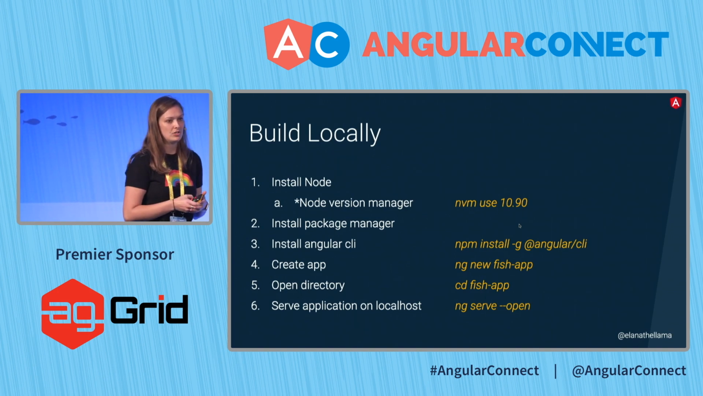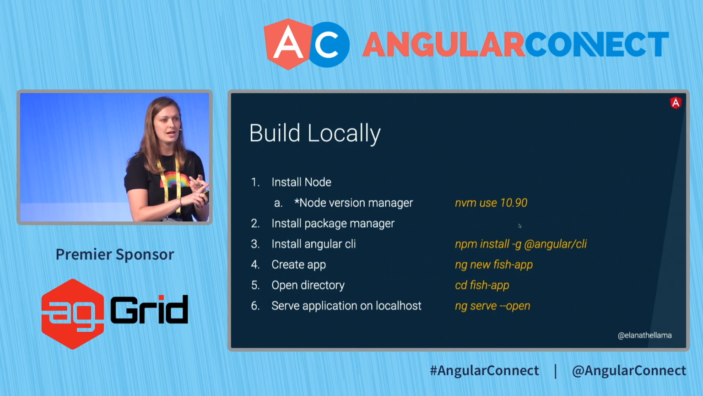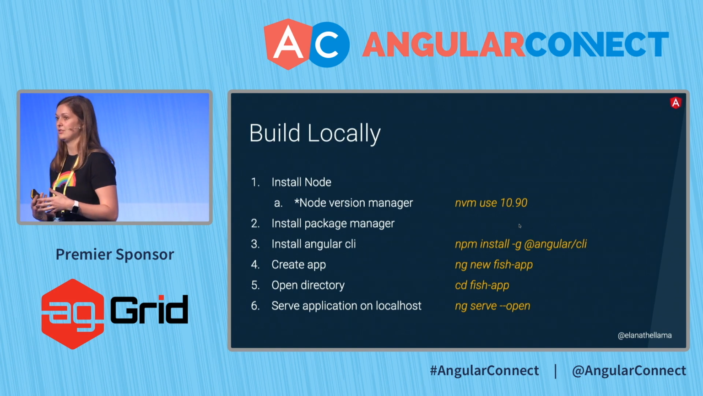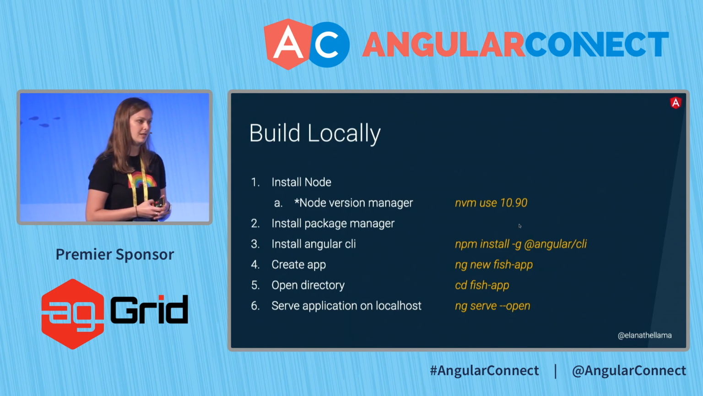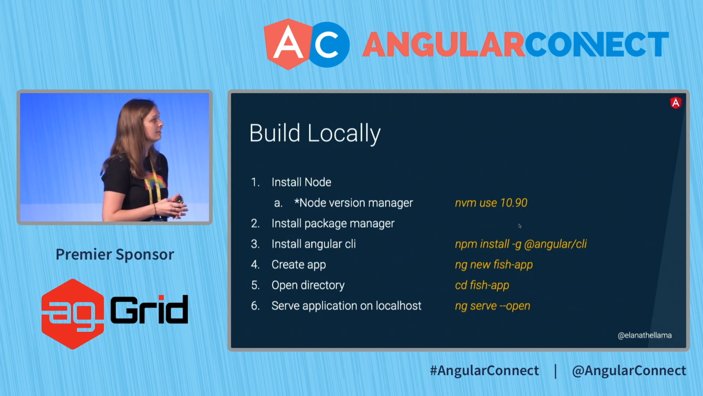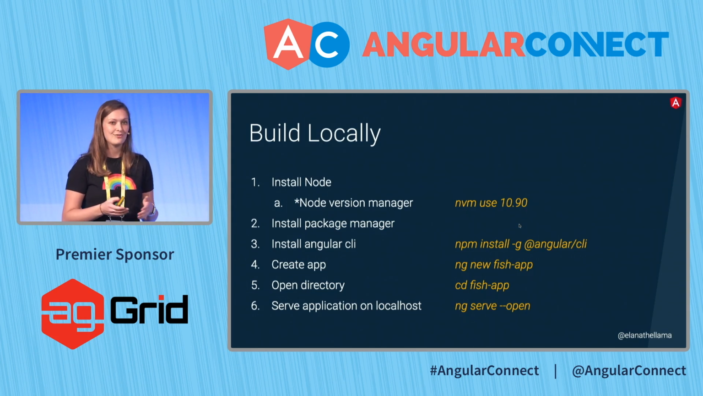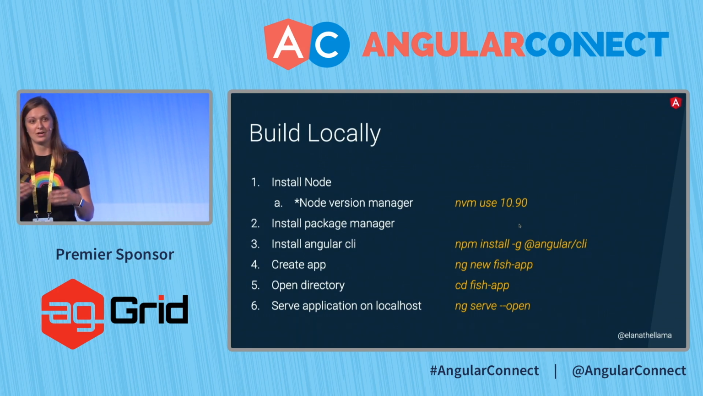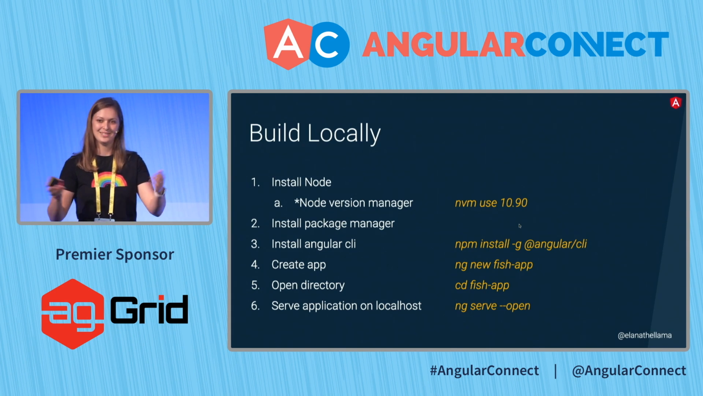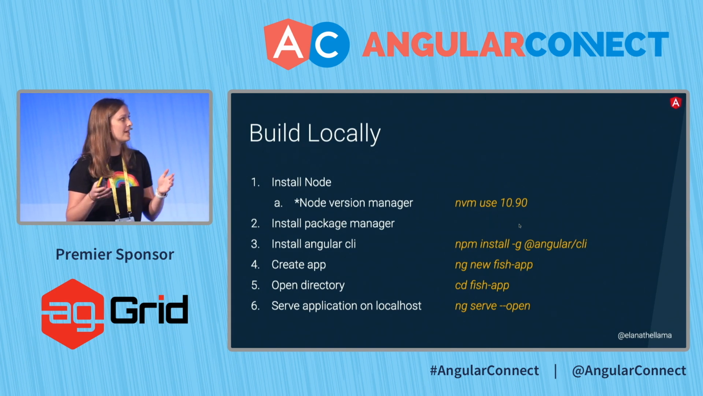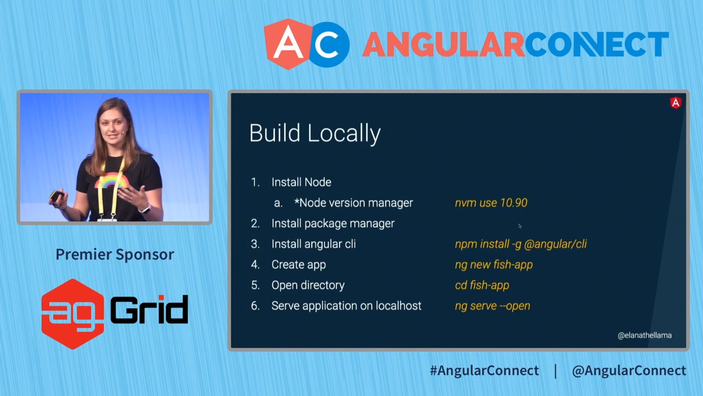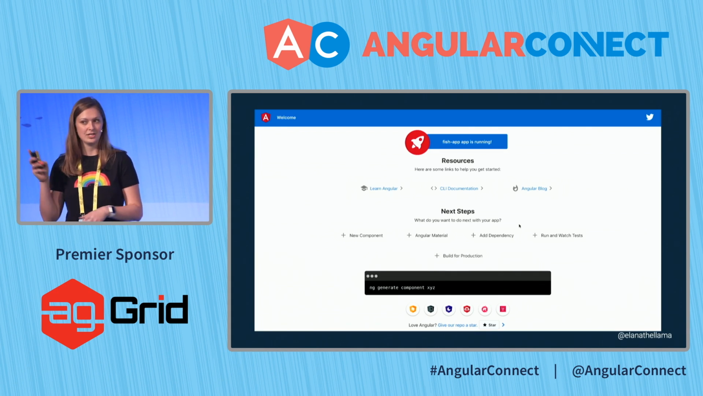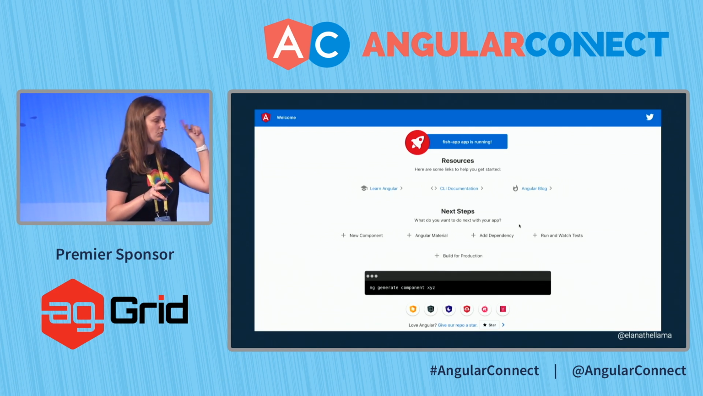Then you're going to install a package manager. Whether you choose to use NPM or Yarn, both of these will help you install all of your dependencies for your project. You'll install the Angular CLI, and then you're going to create your application for the very first time with ng new. And for our example application, we're going to call it fish-app because of the theme. You're going to open that directory, and then you're going to serve it. And you have this application. And it should look something like this. Everyone's very first application before they've added any code to their project will look like this.